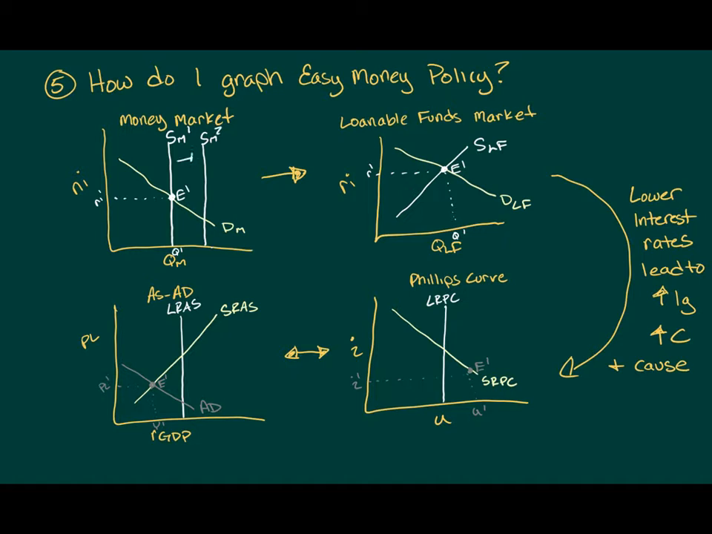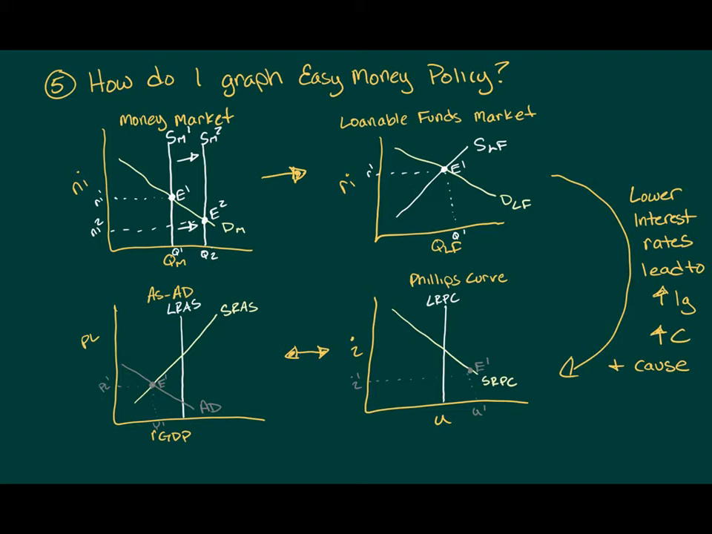So we're going to be shifting from SM1 to SM2, bringing us to a new equilibrium point at a lower nominal interest rate, NI2, and a higher quantity of money being supplied and demanded at Q2. So easy money policy is an expansionary monetary policy, meaning it grows the money supply, and this is going to cause a rightward shift of SM from SM1 to SM2, resulting in lower nominal interest rates.